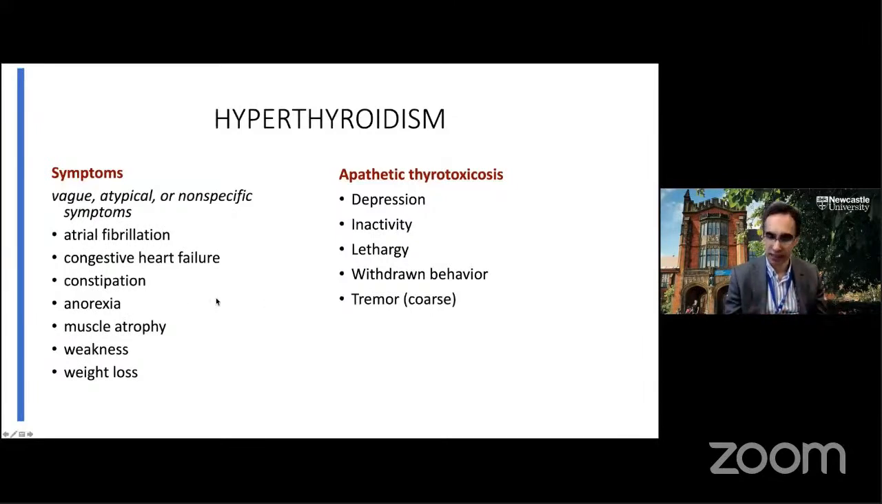Usually the appetite is increased, but we can also get anorexia, and I'm sure we've all seen this. And we also see this thing called apathetic thyrotoxicosis, where the symptoms are very different, and it's kind of linked with depression and inactivity and lethargy, withdrawn behavior, and sometimes seen in older patients with this condition.